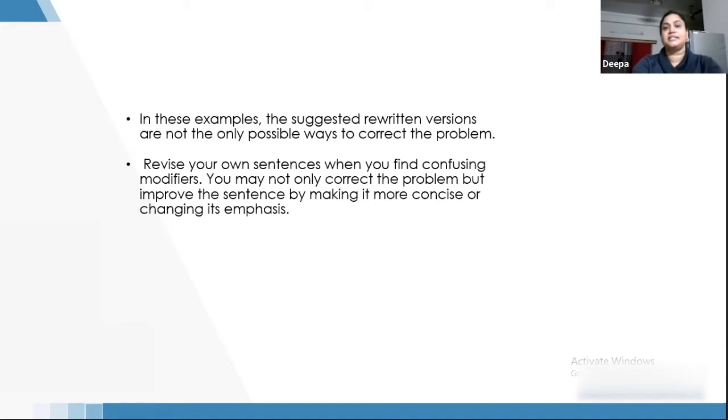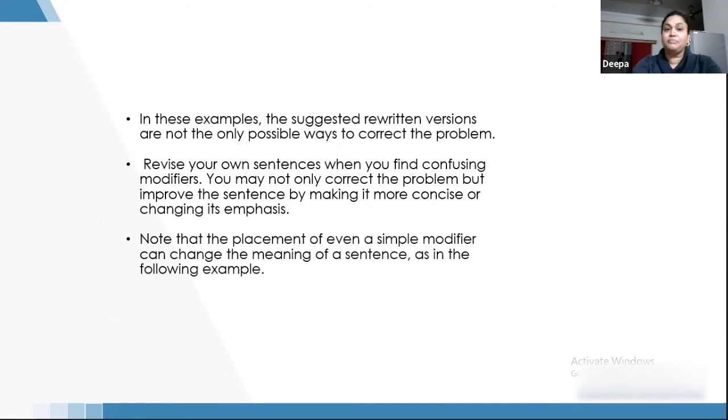Revise your own sentences when you find confusing modifiers. You may not only correct the problem, but improve the sentence by making it more concise and changing its emphasis. Note that the placement of even a simple modifier can change the meaning of a sentence, as in the following example. Example: Not all the home team players were available.